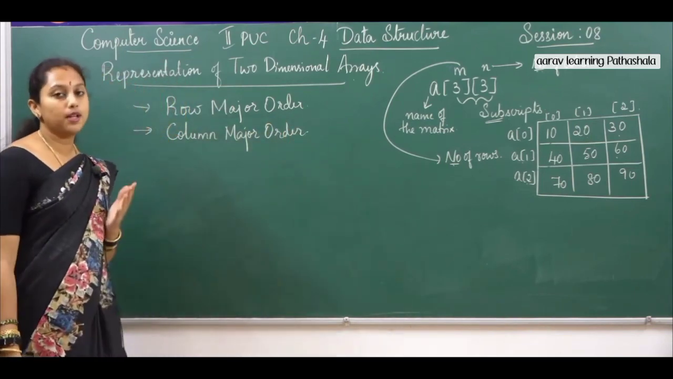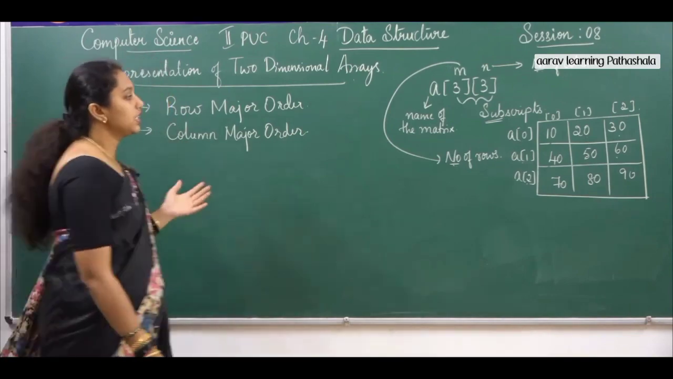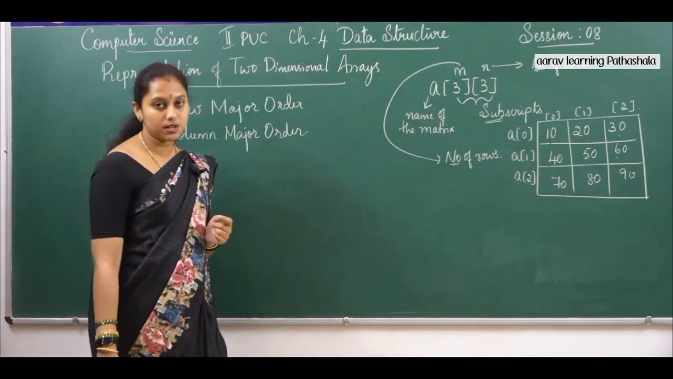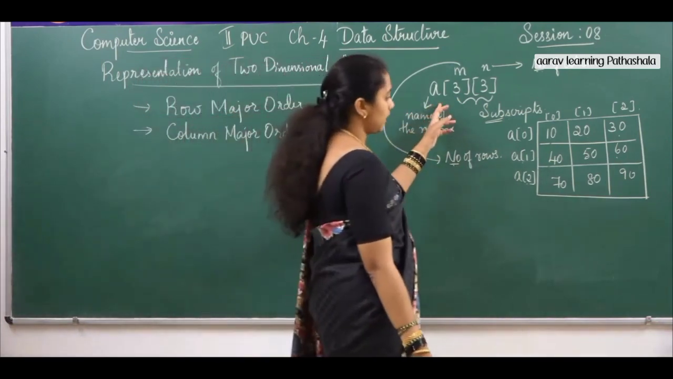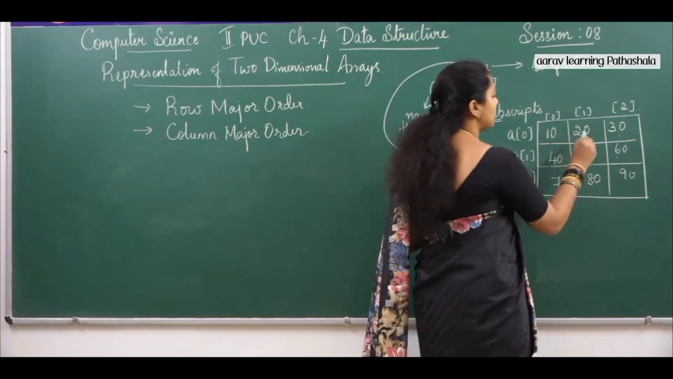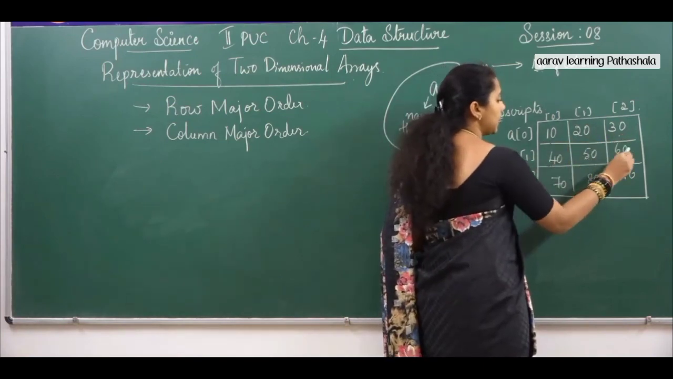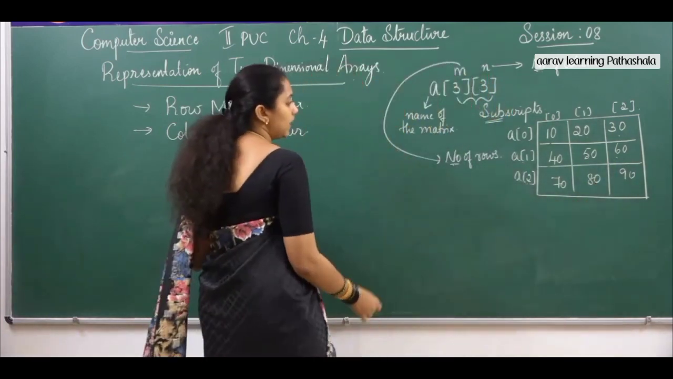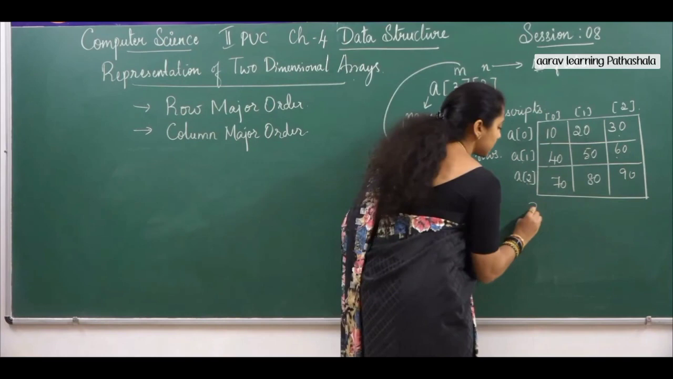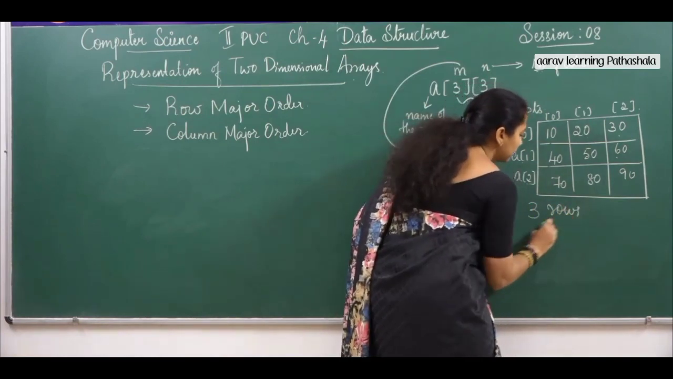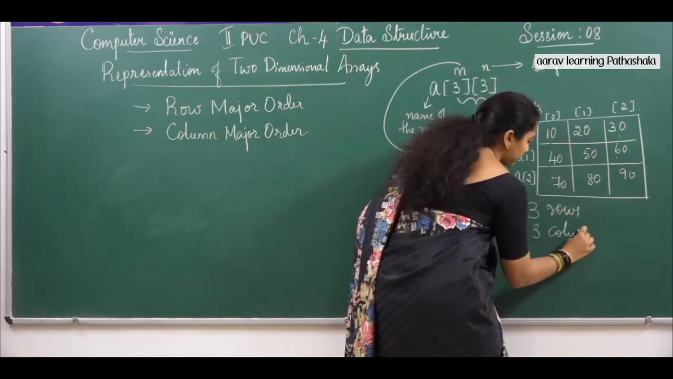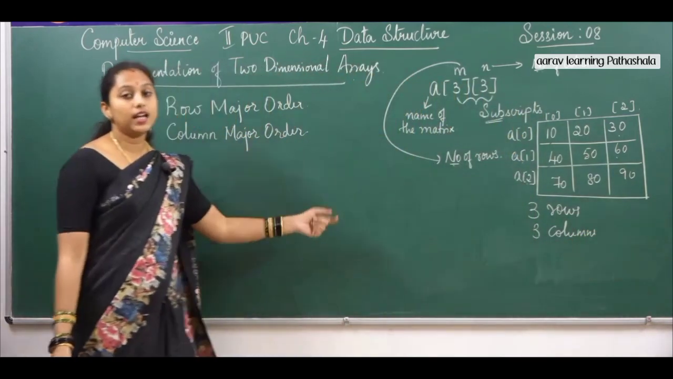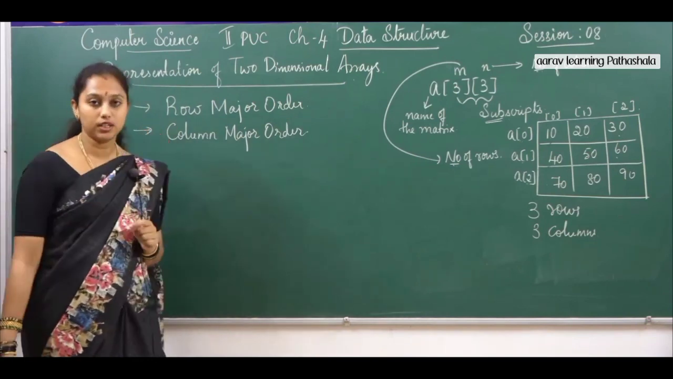So what is row major order? Consider this matrix, that is A of 3 cross 3 matrix. In this matrix the array elements are 10, 20, 30, 40, 50, 60, 70, 80 and 90. Here it has 3 rows and 3 columns. Now let us see how to represent these array elements in row major order.